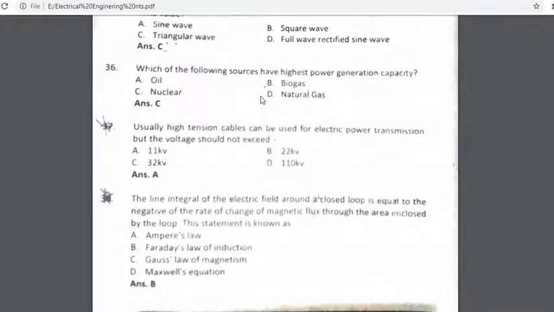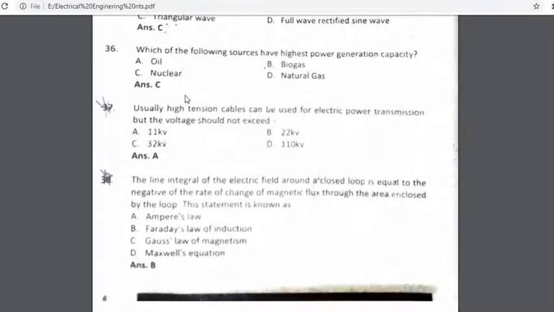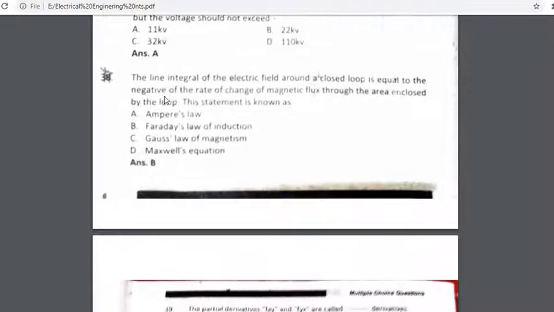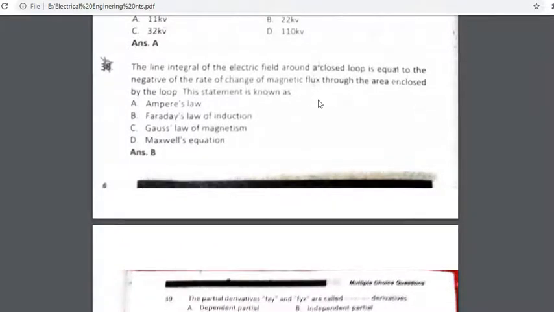Which of the following sources has the highest power generation capacity? It is the nuclear power plant which has the highest power generating capacity. Usually high tension cables can be used for electric power transmission, but the voltage should not exceed 11 kV.